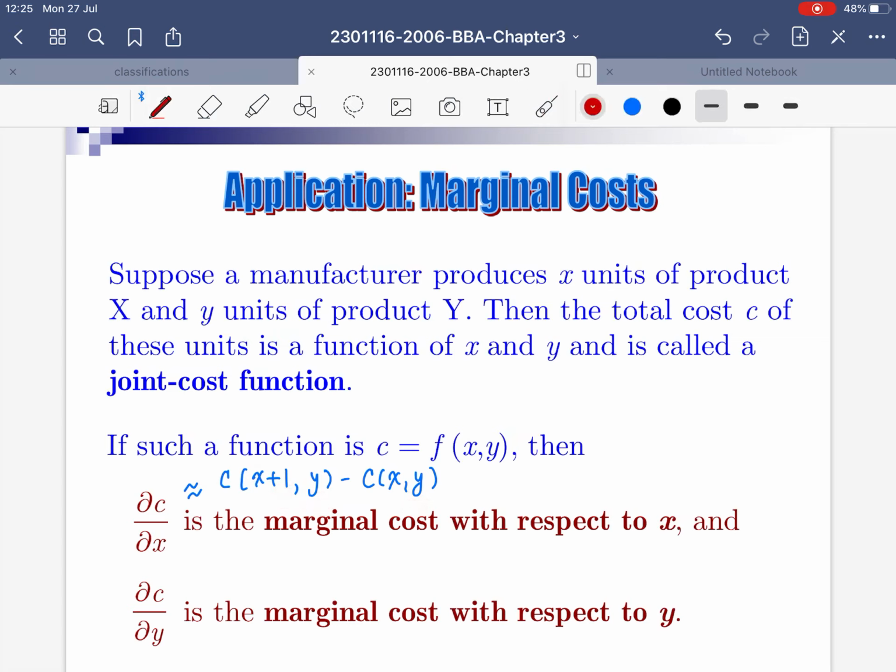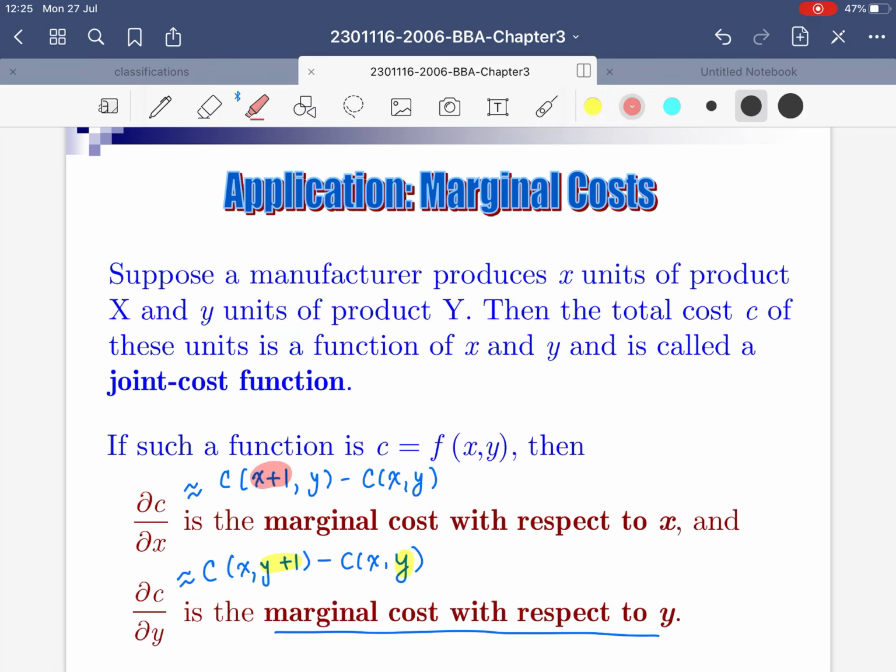Okay, and this one as well, the derivative of C with respect to y, is the marginal cost with respect to y. It means that the change will be in y only, and your x remains the same. You see, this is a good approximation for the change in cost if you produce one more y than the original. And the previous one is the change in cost if you produce one more x than what we have at the beginning.